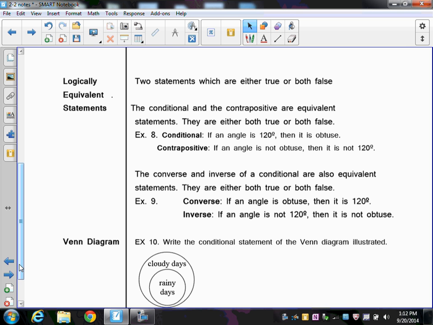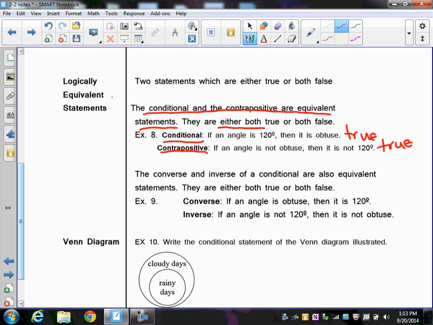We have logically equivalent statements. So what this means is the conditional and the contrapositive have the same truth value. So if an angle is 120 degrees, then it is obtuse. This is true. So that means right away the contrapositive also has to be true. So the conditional and the contrapositive are equivalent statements. That means they're either both true or both false. The same can be said about the converse and the inverse.